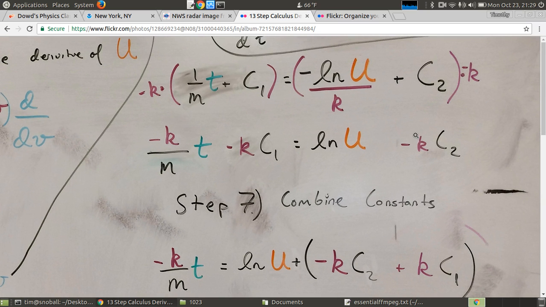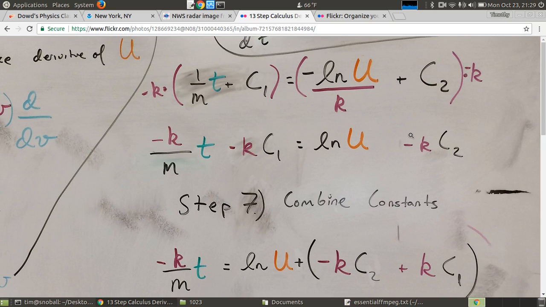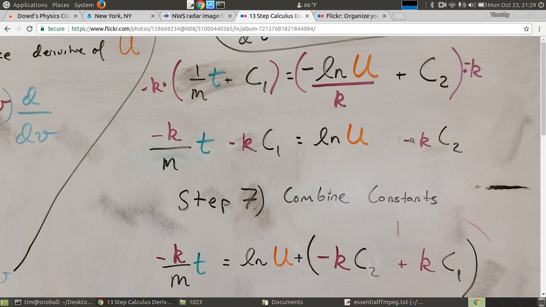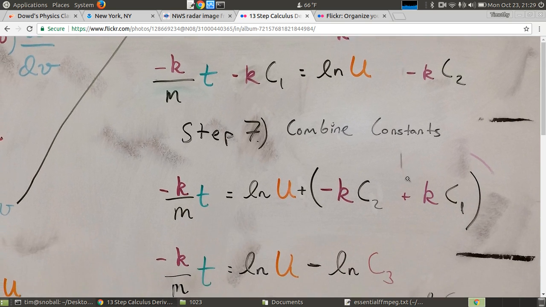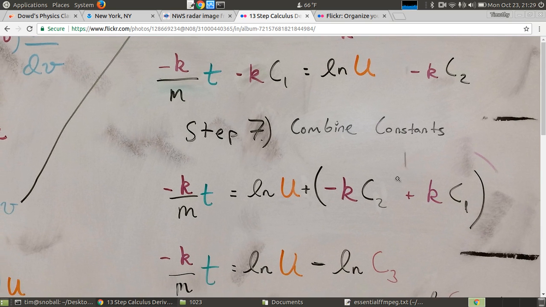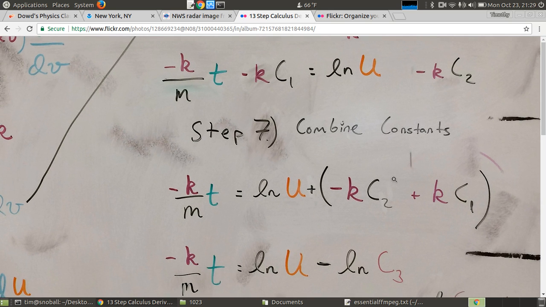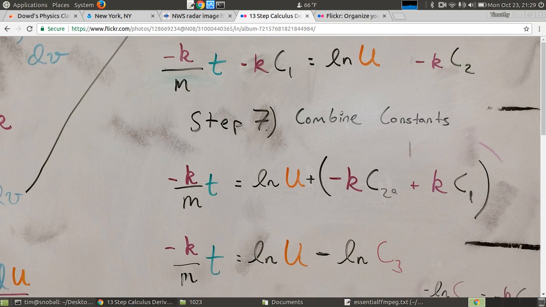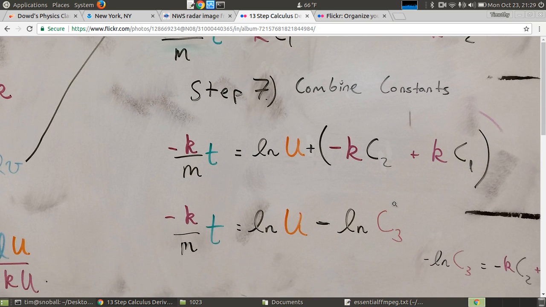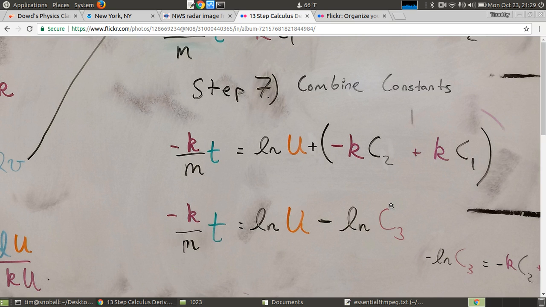So I'm going to combine my constants. I'm going to subtract k c1 or add k c1 over to both sides. Notice I put them in parentheses just to show you what of this line I'm going to be combining together. And I have combined everything in parentheses into this term, minus ln c3.